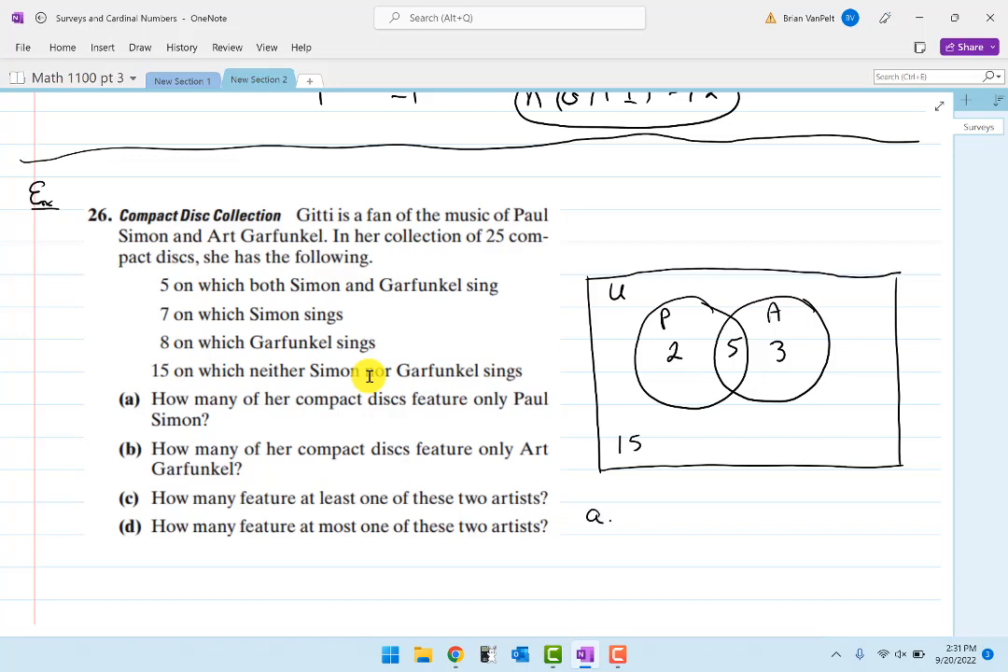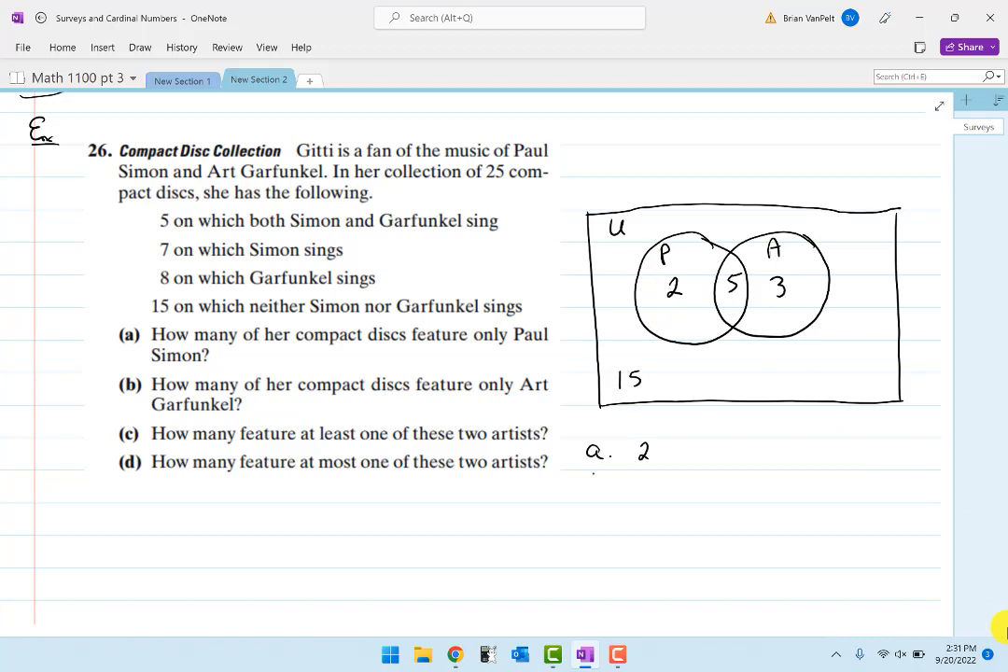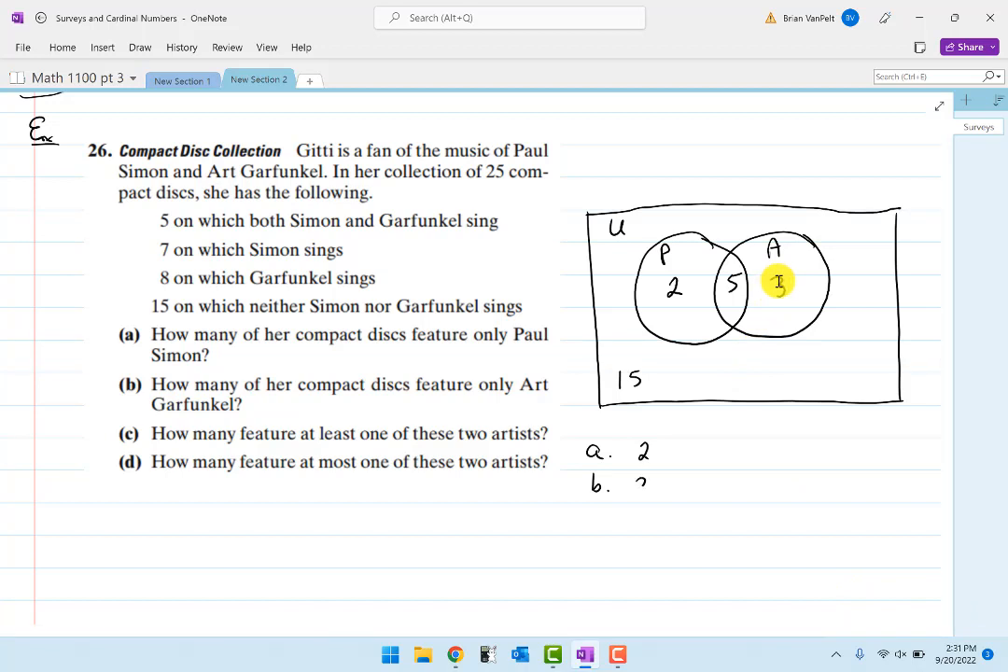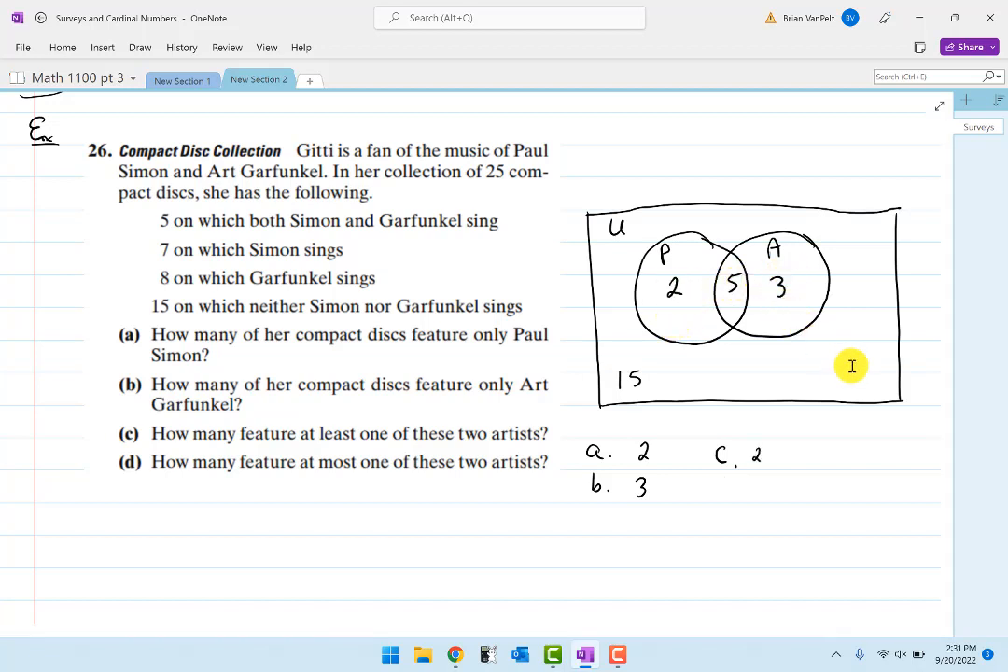And now if we start to answer questions, let's take a look at part A. How many of her compact discs feature only Paul Simon? And that's this number right here, this 2. How many feature Art Garfunkel only? And that is this 3 right here. How many feature at least one of these 2 artists? So that would be all of these bubbles. At least one of them is actually the union of the 3. So we're going to have 2 plus 5 plus 3 for that.